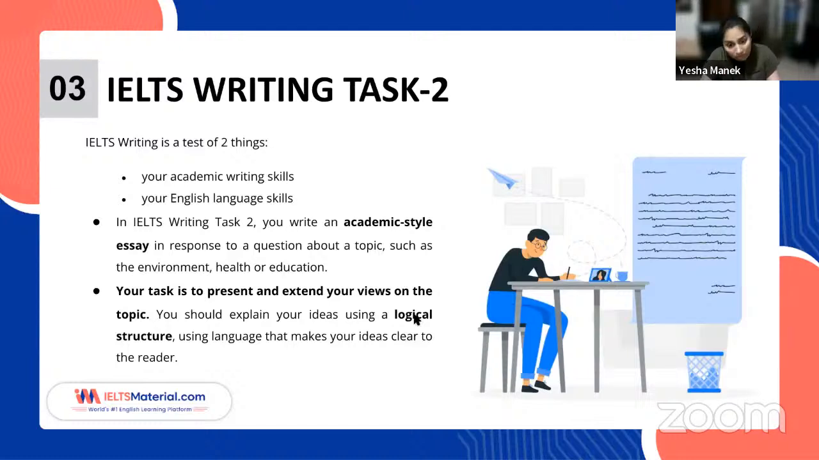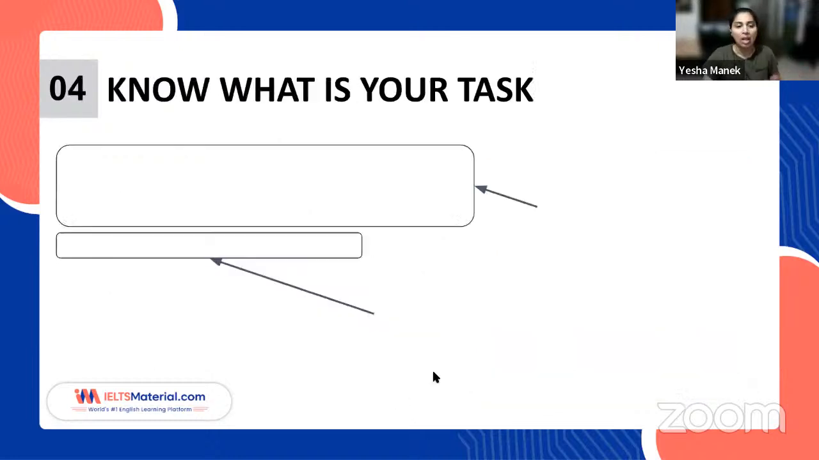Okay. And this is not storytelling. Again, I would come to this part. This is not storytelling. Next is know what is your task. So when it comes to task 2, generally students struggle in understanding what type of question it is.